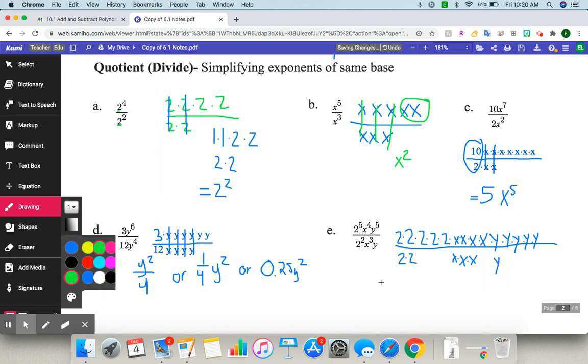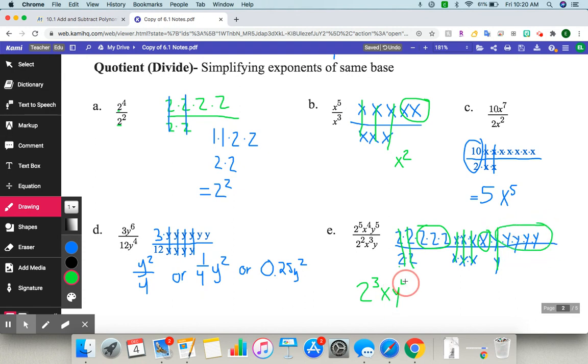This way you can see how 2 divided by 2 divides out 2 times, and then x divided by x divides out 3 times, and y divided by y divides out 1 time. So we're left with 3 factors of 2, making that 2 to the 3rd power, only 1 factor of x, and 4 factors of y. So I could write this as x to the 1st, or I don't have to write that exponent at all because it's implied that it's to the 1st power.